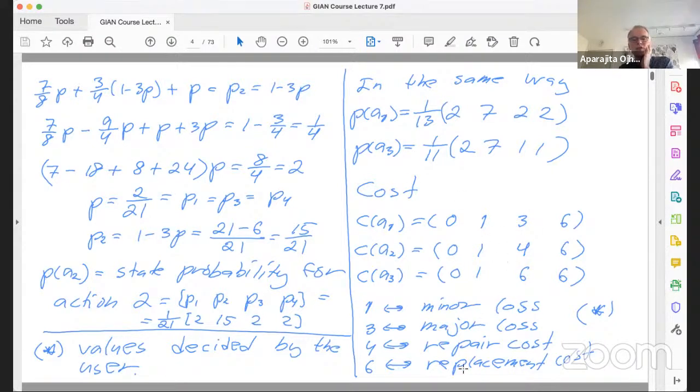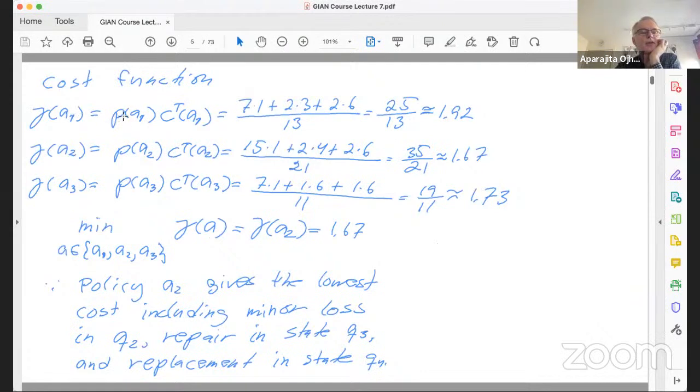And then I've already discussed the costs here. So now we have the state probabilities for the different actions and for the different costs. And then it's just to take these P vectors and multiply by the cost vector for the different actions, and you get 3 different numbers. It says that to stay where you are, doing nothing, costs 1.9. To decide to repair costs 1.67, and to buy a new one costs 1.73. So the minimization of this criterion for the different actions is to take decision A2. And policy A2 gives the lowest cost, including minor loss in Q2, repair in state Q3, and replacement in state Q4.